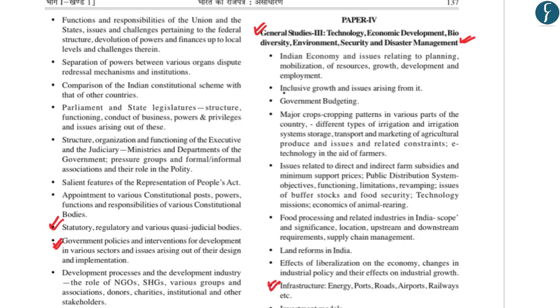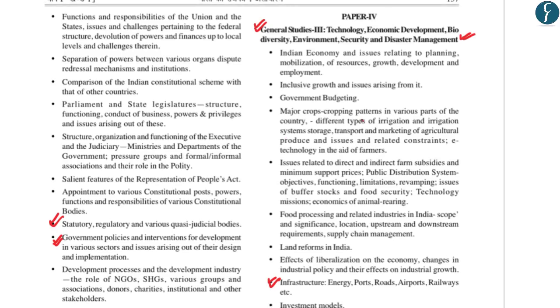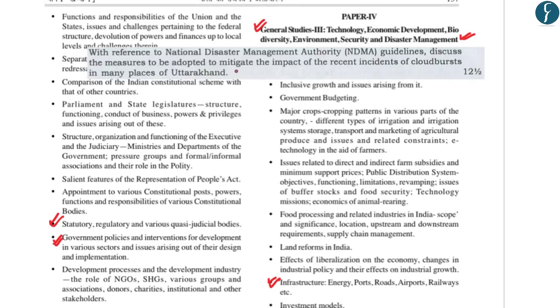Now, after understanding which part of the syllabus the article belongs to, try to understand the previous year questions that have been asked in a similar format. A question on disaster management was asked in GS Paper 3 in 2016, which asked: with reference to the National Disaster Management Authority guidelines, discuss the measures to be adopted to mitigate the impact of the recent incidents of cloudbursts in many places of Uttarakhand.